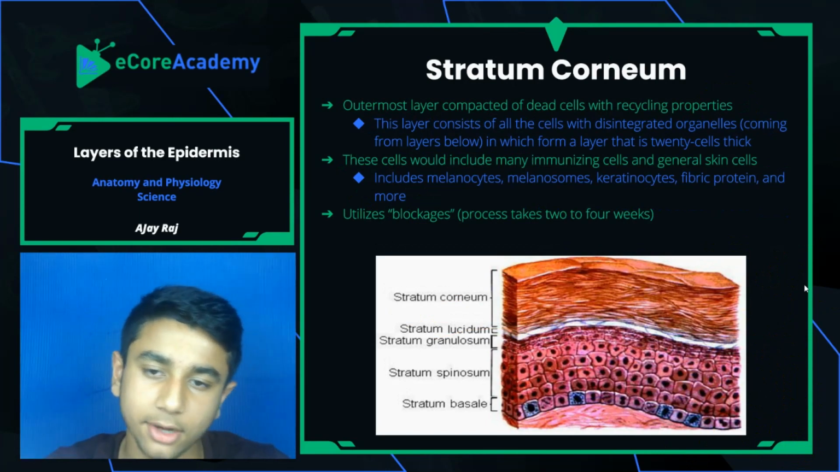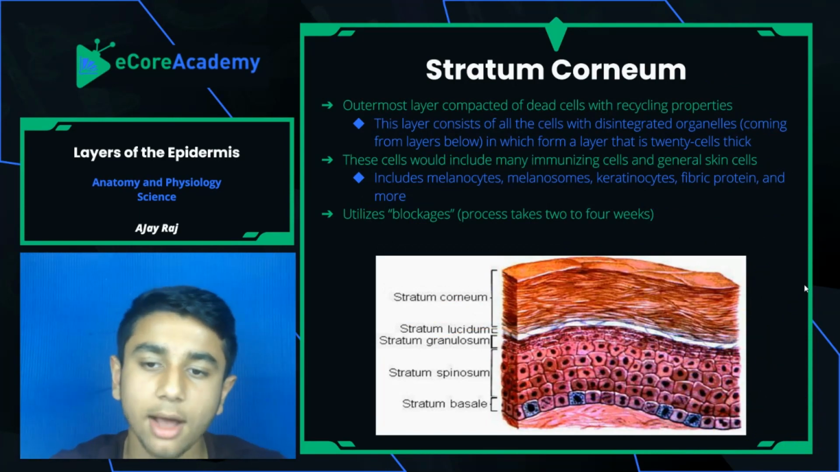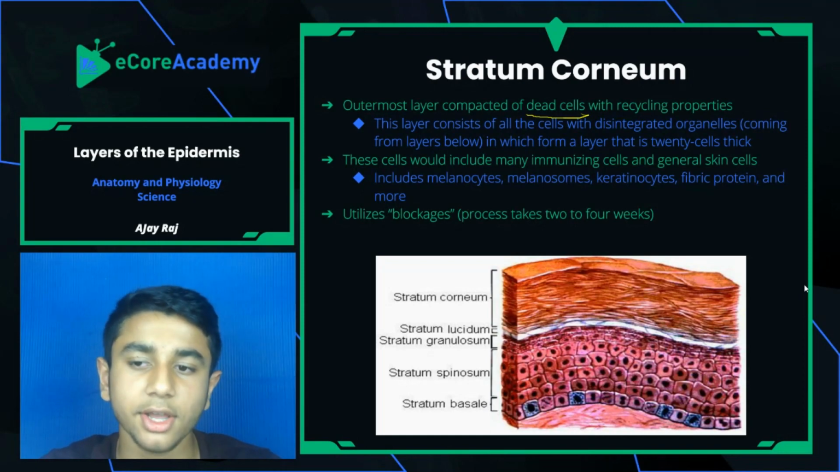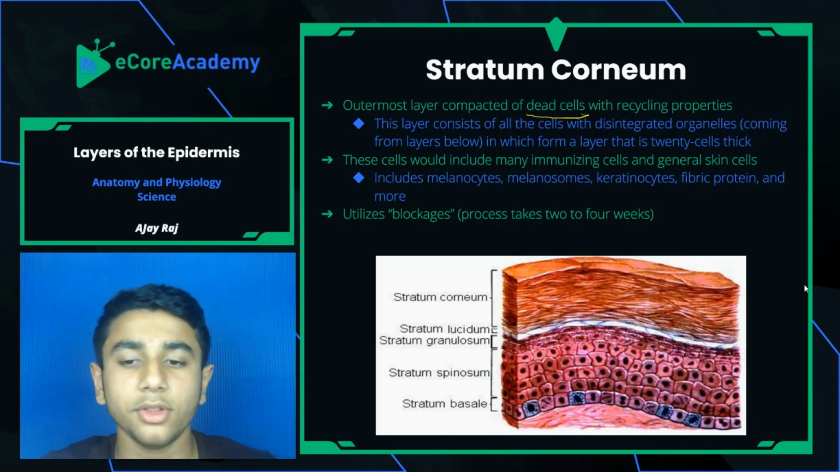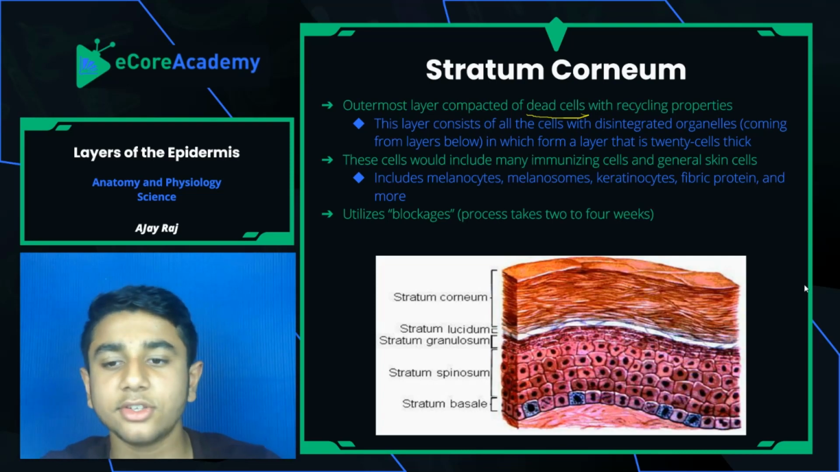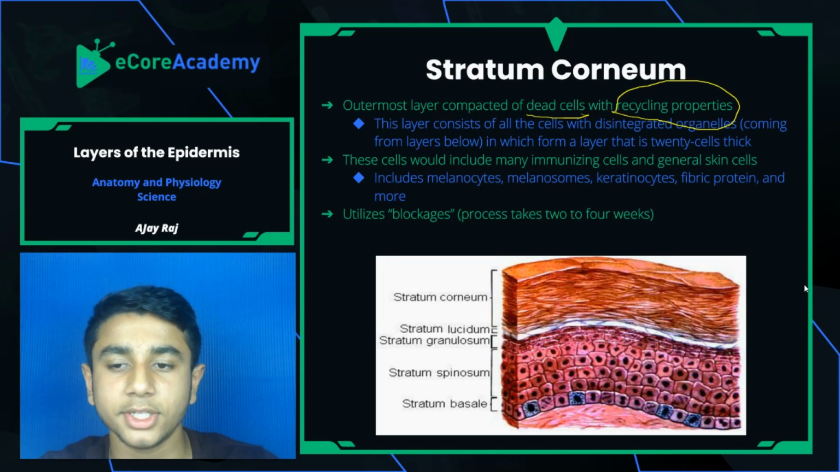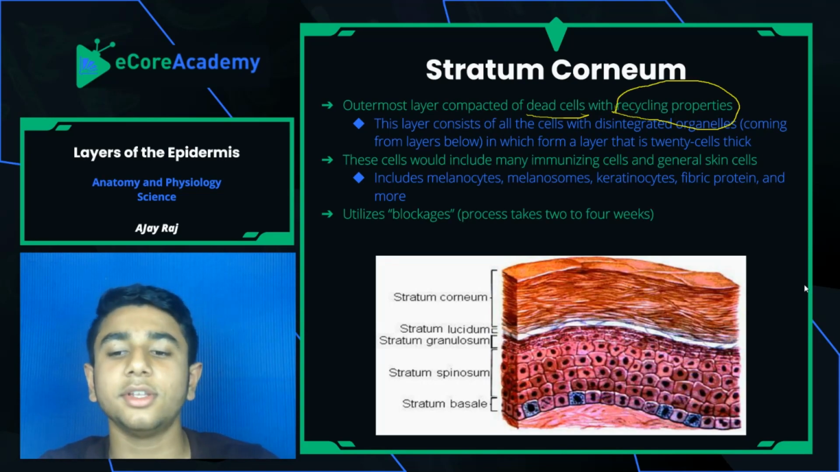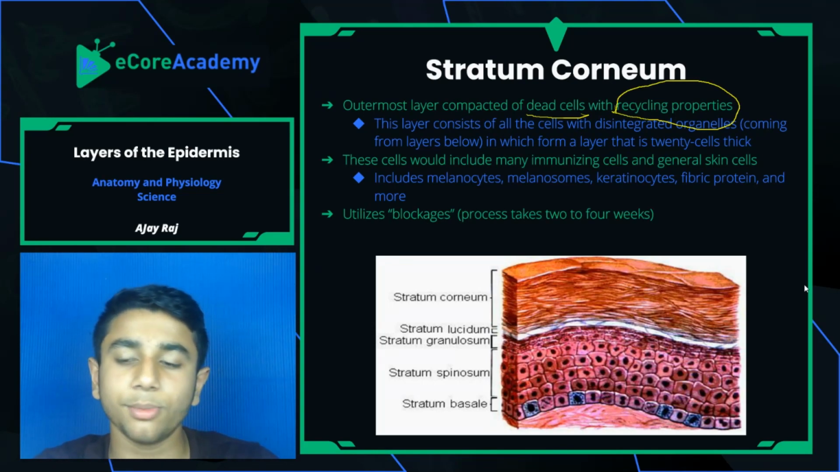And as I said before, it's the outermost layer of the skin, and it's composed of dead cells. Now, remember how I mentioned that transformation process, right? Where I talked about the stratum granulosum being the start of this transformation process. This is basically the end part. This is where all the cells are completely dead, and this is basically just where these dead cells layer up, and they also recycle. They have recycling properties, and that's the function, just recycling properties. This layer consists of all cells with disintegrated organelles, which are basically just dead cells, and they're coming from layers below, which form a layer that is 20 cells thick.